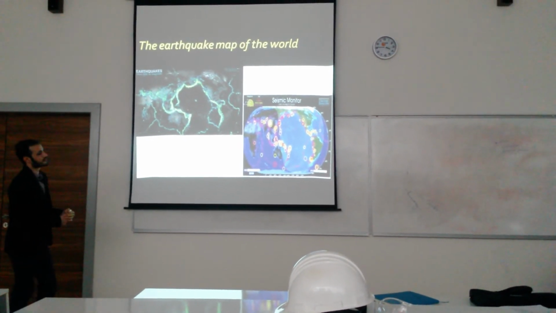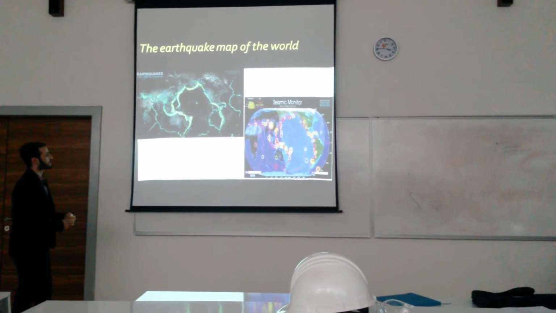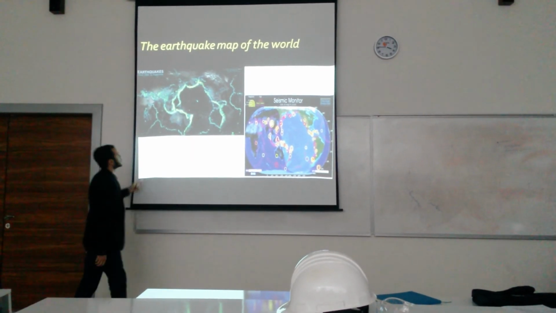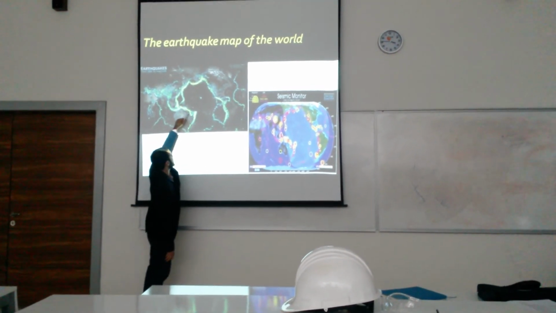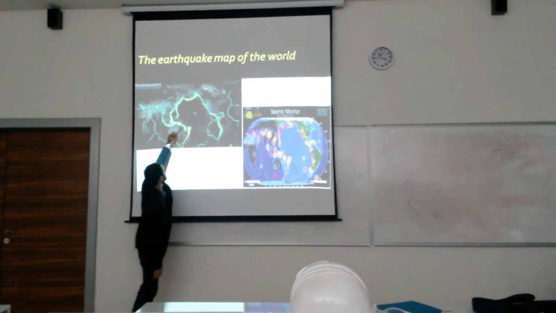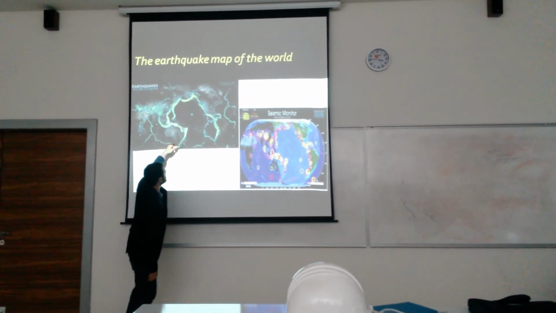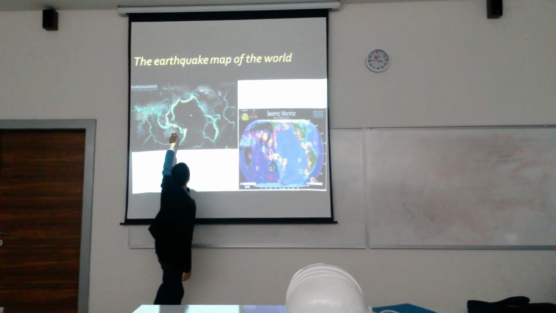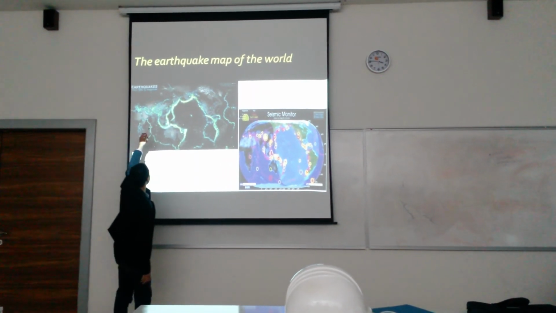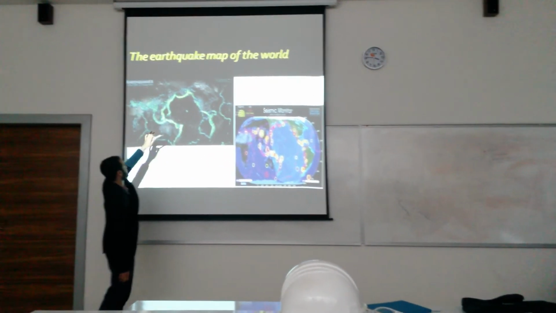Again, the same thing on the map of the world. Commonly, earthquakes happen on these lines. Chile, I don't know the name of this place. Something like this.